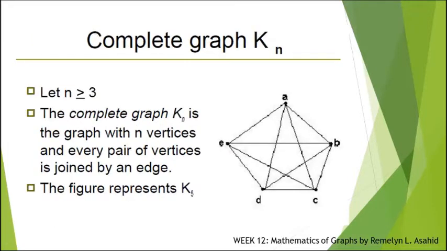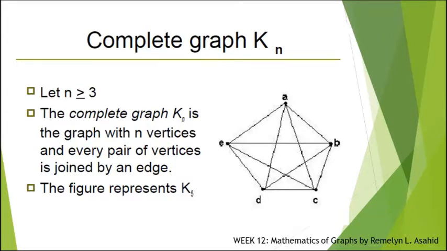So next we have the complete graph Kn. Let n be greater than or equal to 3. The complete graph Kn is the graph with n vertices in which every pair of vertices is joined by an edge. So the figure represents K5.